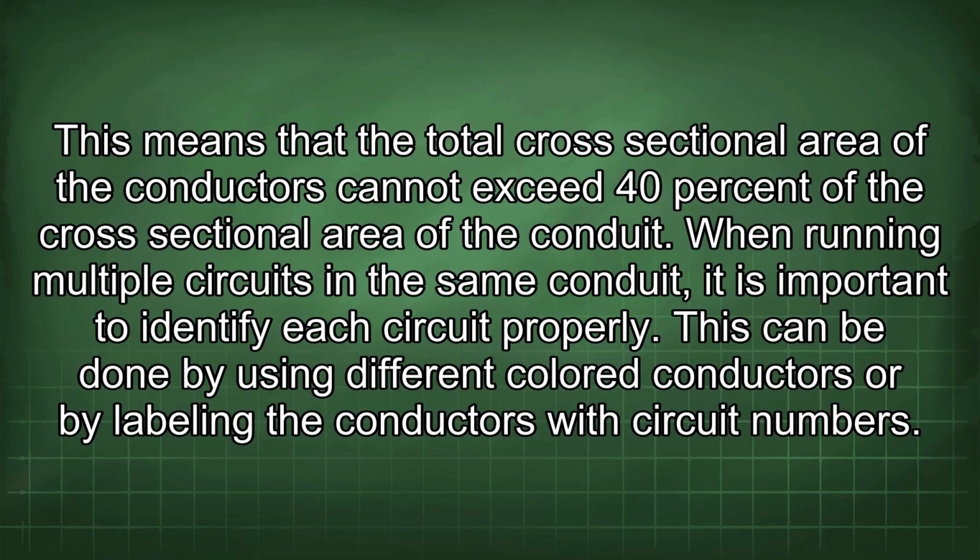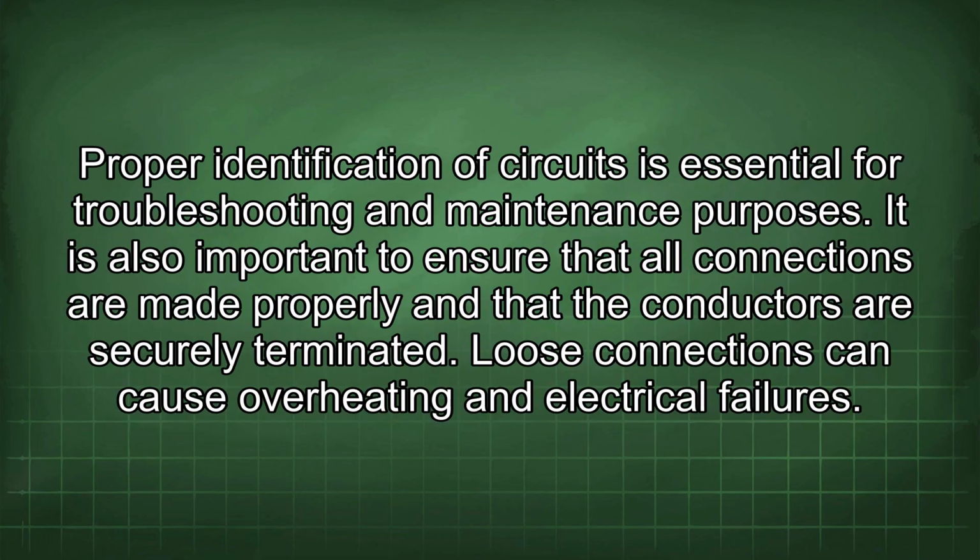This can be done by using different colored conductors or by labeling the conductors with circuit numbers. Proper identification of circuits is essential for troubleshooting and maintenance purposes. It is also important to ensure that all connections are made properly and that the conductors are securely terminated. Loose connections can cause overheating and electrical failures.